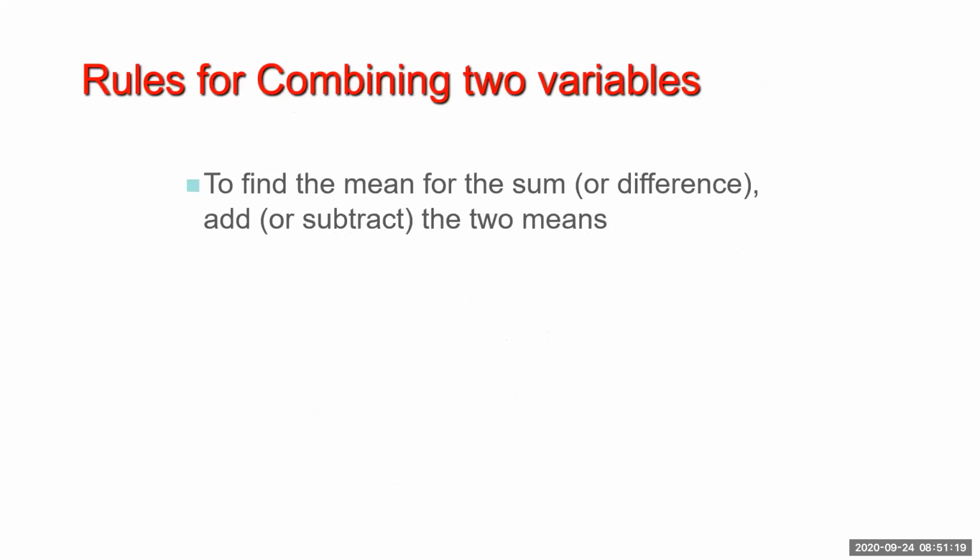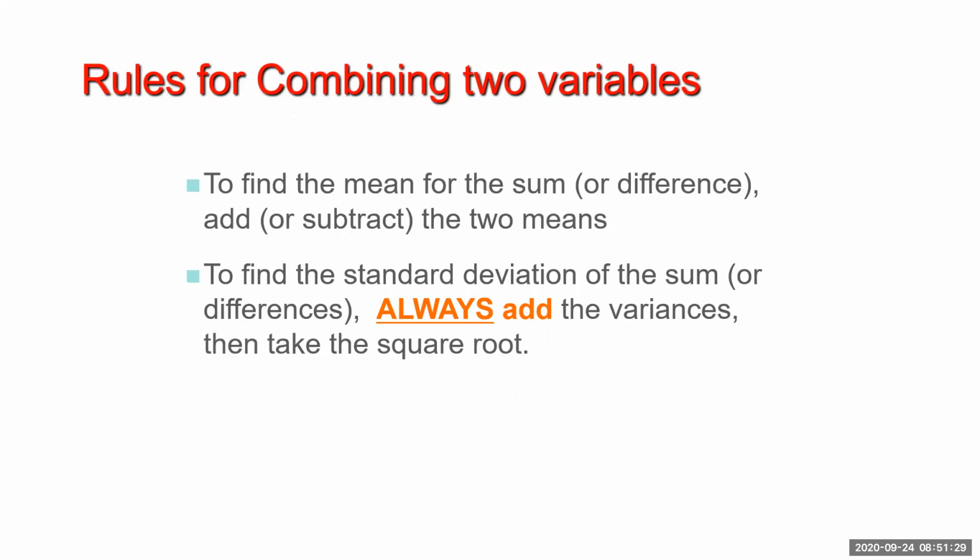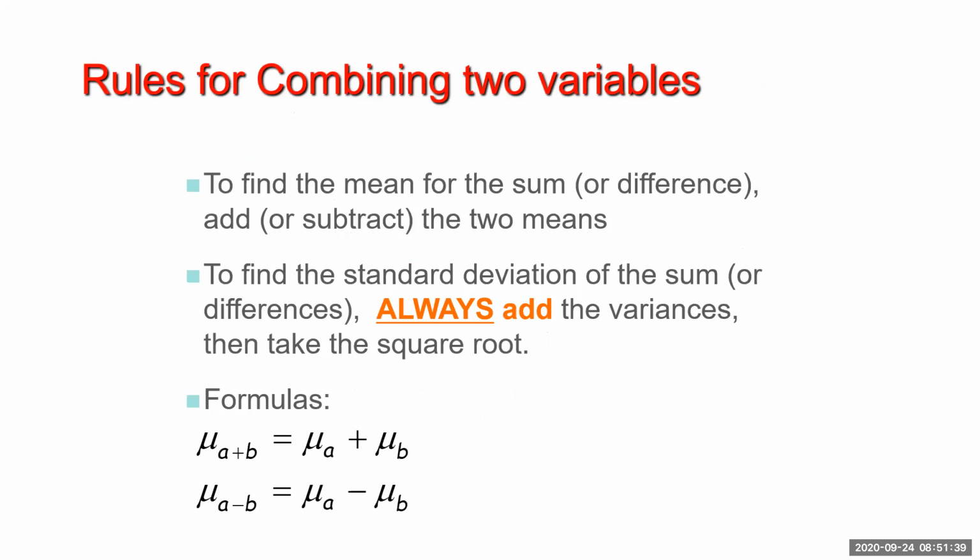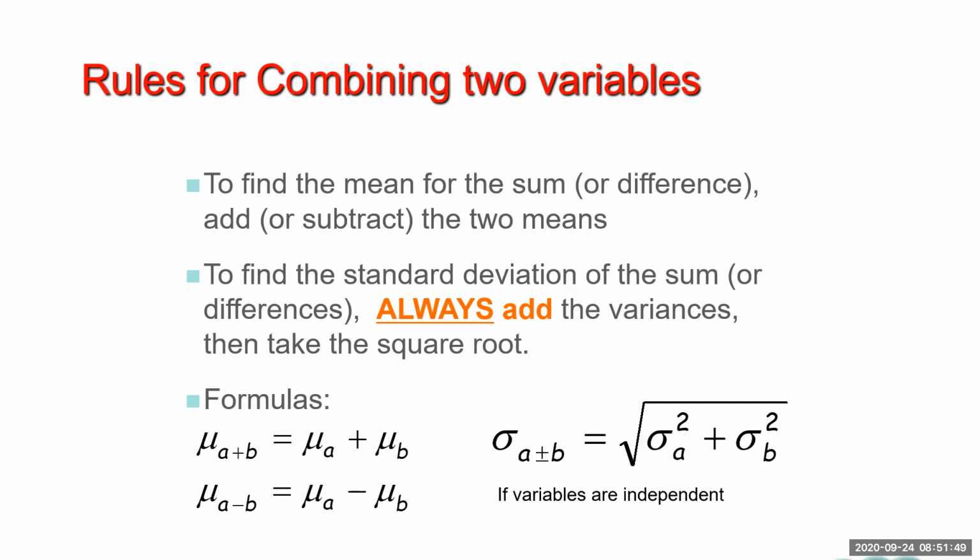So, rules for combining variables. To find the mean for the sum or difference, all we've got to do is add or subtract the two means. That is straightforward. I can directly add a mean, I can directly subtract a mean. But to find the standard deviation of the sum, we always add the variances and then take the square root. So formulas to remember: if I want to find total mean or difference of mean, I can directly add or subtract the means instead of adding and subtracting every single data value. But standard deviation, never, never, never directly add.